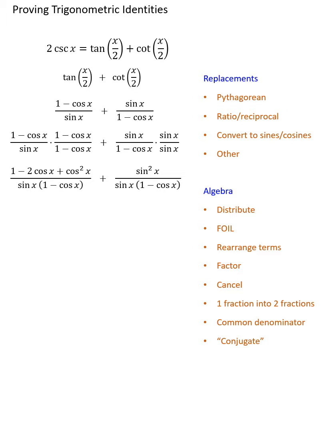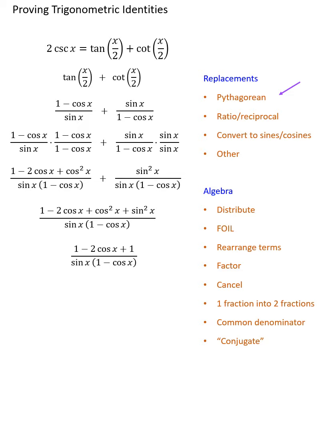So now that I have a common denominator, I can merge my two fractions into one by simply adding the two numerators together, which I've done here, and keeping the same denominator. Well, the next thing that caught my eye, look at the numerator on the right side. I have cosine squared plus sine squared. There's a Pythagorean identity that allows me to change that into 1. Then what caught my eye is I can combine like terms in the numerator. 1 plus 1 is 2.